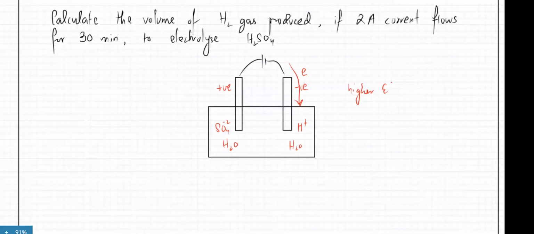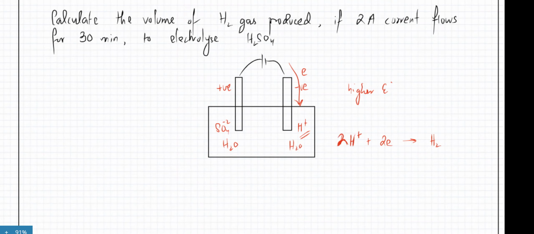So that's your equation, 2H plus 1, and they're going to gain 2 electrons, and they're going to form H2 gas. Is this clear? Yes, sir. So it's going to be your H plus 1 ions that are going to gain electrons, right?